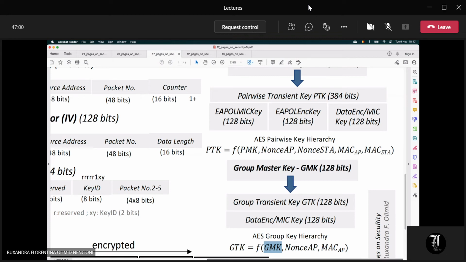So yes, I have a problem here. So overall, I have a problem for the confidentiality of communication when I'm talking about broadcast communication.